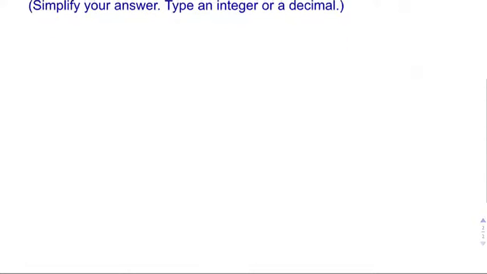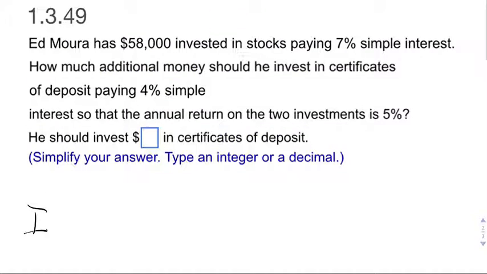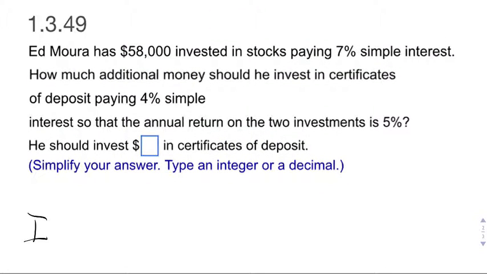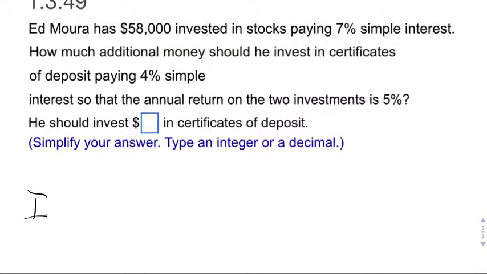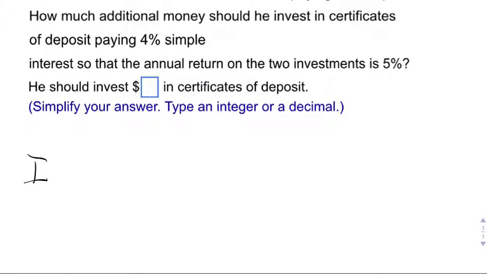So his return. All right. So this is a question about how much interest he is earning per year. Let's look at this again. He has $58,000 to invest in stocks paying 7% simple interest. How much additional money should he invest in certificates? So this is a question about how much interest he's going to earn on a yearly basis. So let's say the interest for account 1 plus the interest for account 2, okay? Should he invest in certificates paying 4% so that the return on the two investments is 5%?